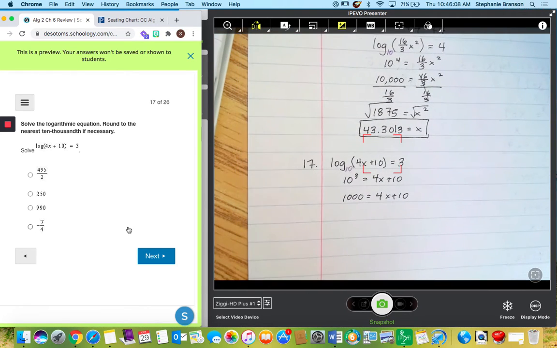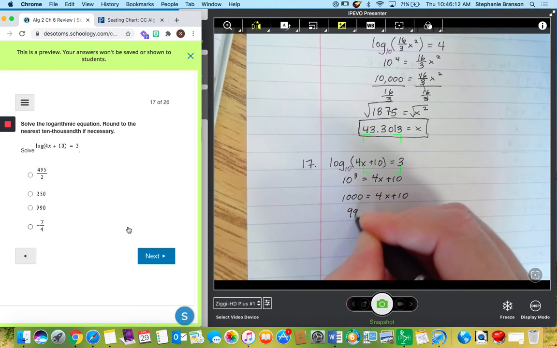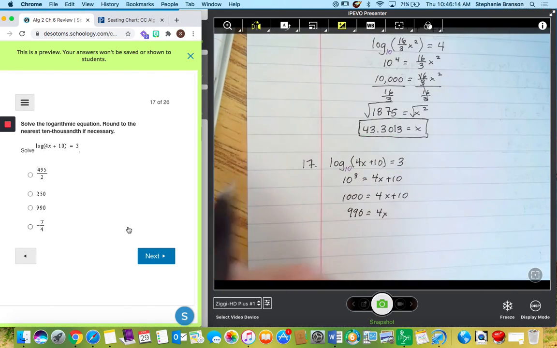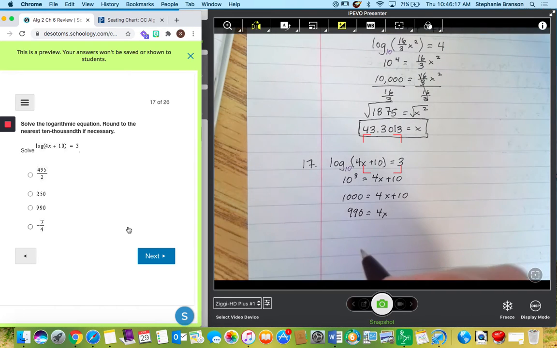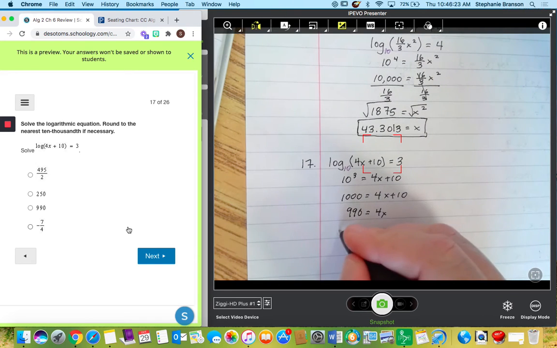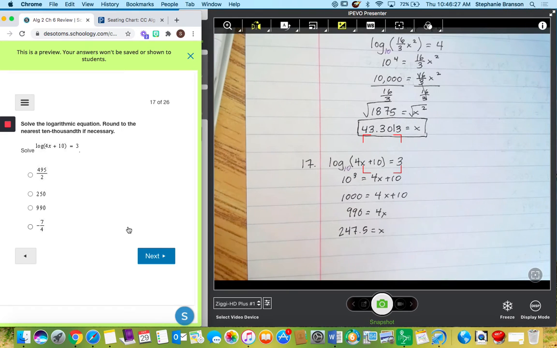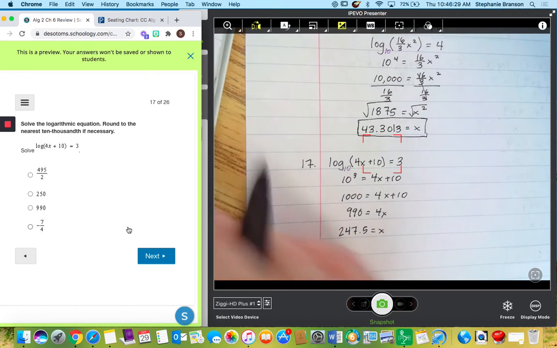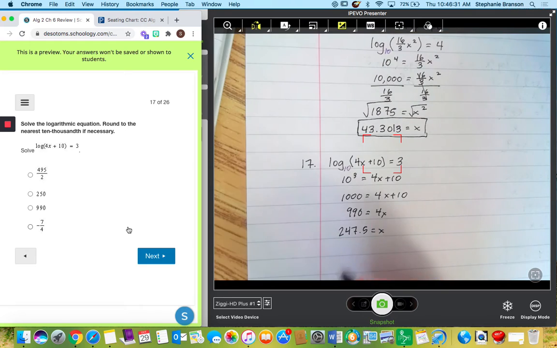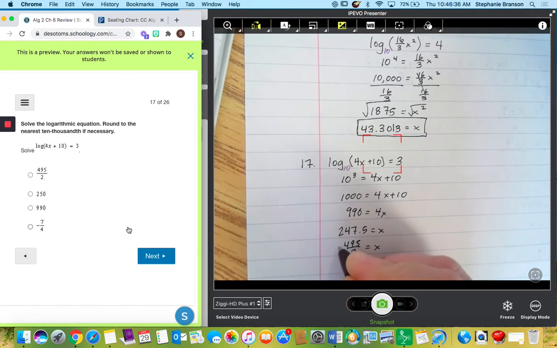And now y'all know how to solve for x. 1,000 minus 10 is 990 is equal to 4x. Divided by 4. They wanted it as a fraction. It gave me a decimal. It gave me 247.5 is equal to x. And we write it as a fraction: 495 over 2 is equal to x.